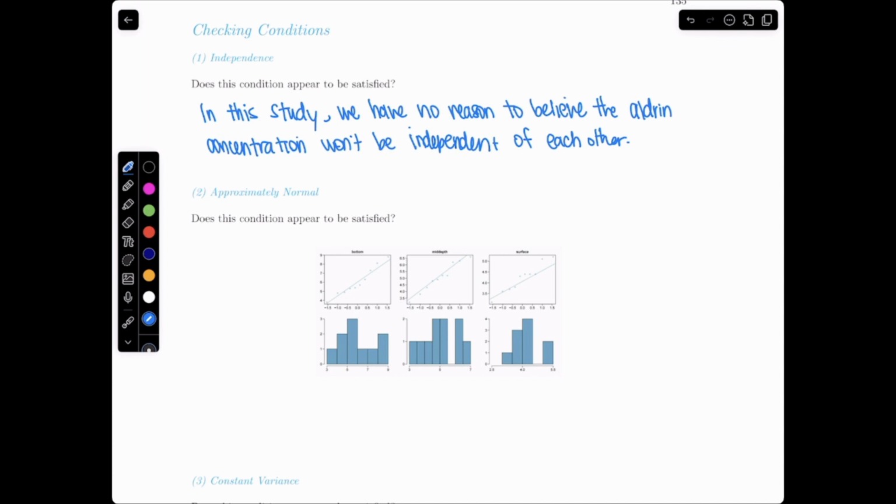And so what we are given here are the normal QQ plots of each level along with their histograms to look for any outliers. And so if we look at the normal QQ plots, it looks relatively normal and close, except for surface, there might be some extra variability there. And if we look at the histograms for the same, there's no real clear outliers.